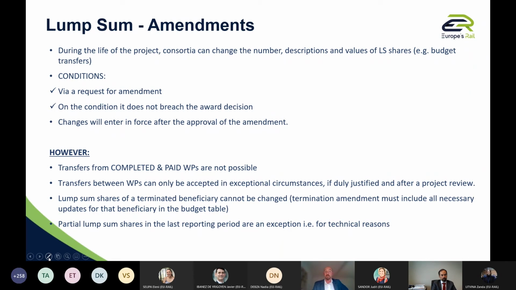And we can accept only in exceptional circumstances, so if duly justified and after a project review. We systematically have a review for each amendment. And then also one important point: it may happen at the final reporting period only that we may pay partial payments. So never during the implementation phase with interim payments, but at the end, depending on the results achieved and so on, we may have a partial payment. Next slide, please.